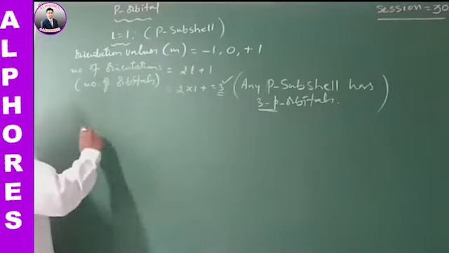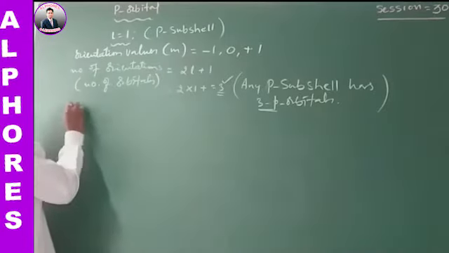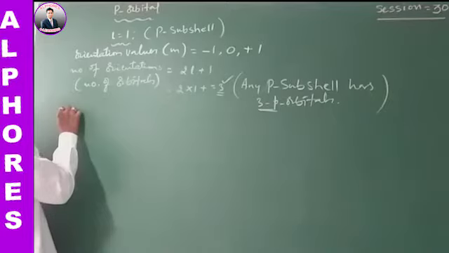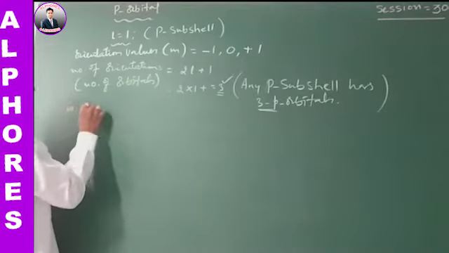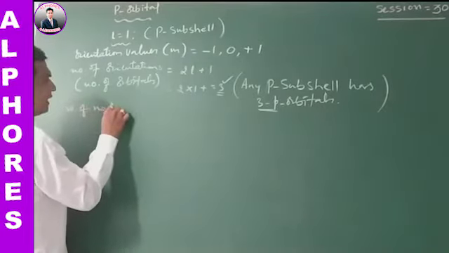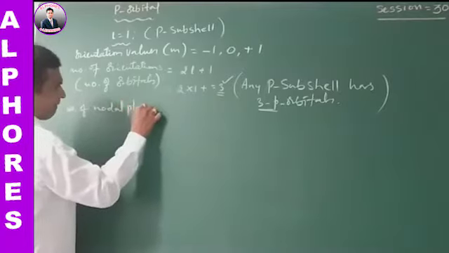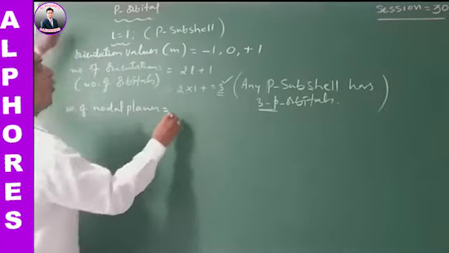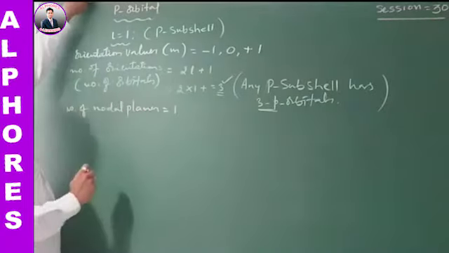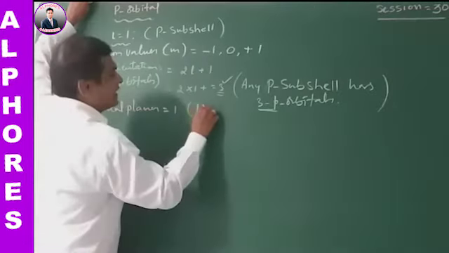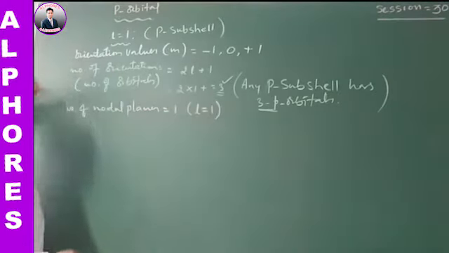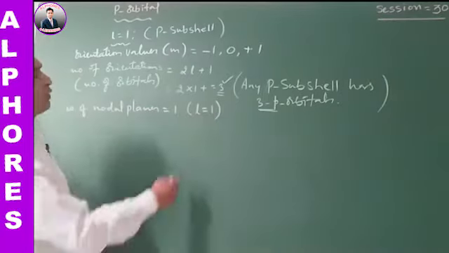Now the next point is the number of nodal planes. Number of nodal planes is equal to 1, because the number of nodal planes is equal to the L value. Because L is equal to 1, the number of nodal planes is equal to 1.